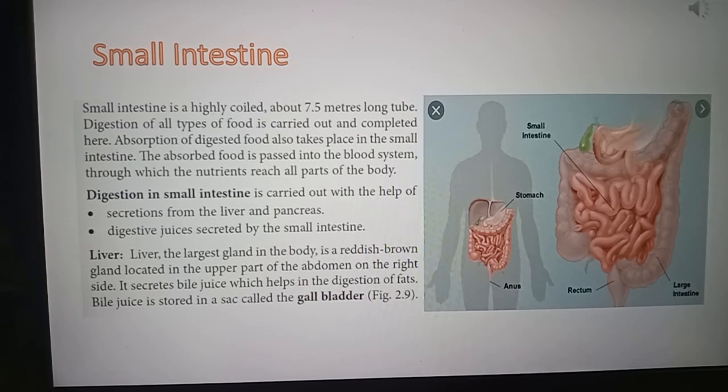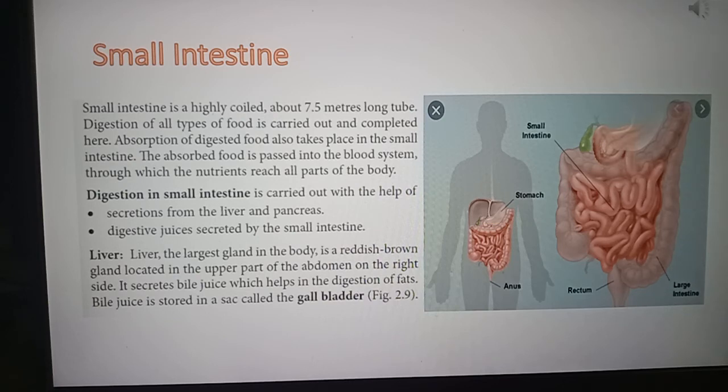So these are the two substances which are secreted, and due to the secretions, the small intestine is able to digest the food substances. I will explain to you, don't worry. Now, I hope you all remember that digestive tract.